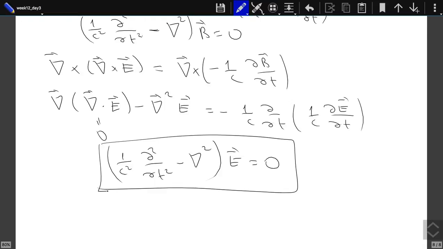Well, if you want, you can work with the φ and the A field, or you can work with the E and the B fields. So they both satisfy the wave equation. Well, they basically carry the same information. So that's why they have to satisfy the same equation, more or less.